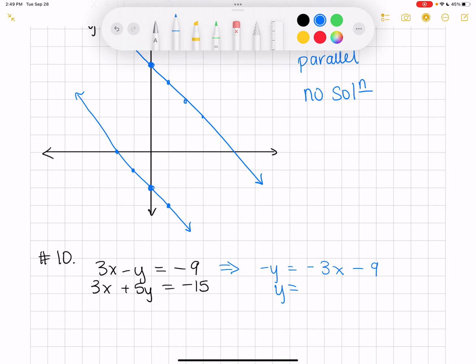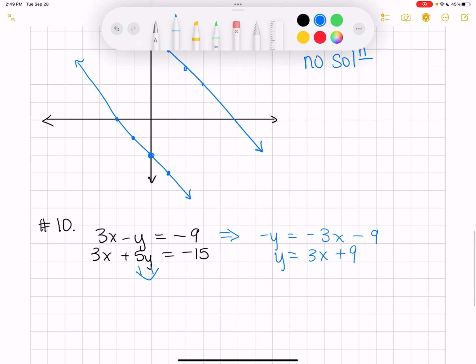So then I need to divide by the negative. So that's going to give me y equals 3x plus 9. And just move this one down and write it over here. So this is equation 1, and I'm going to rewrite equation 2. Alright, so what do I need to do to get y by itself in the bottom one?